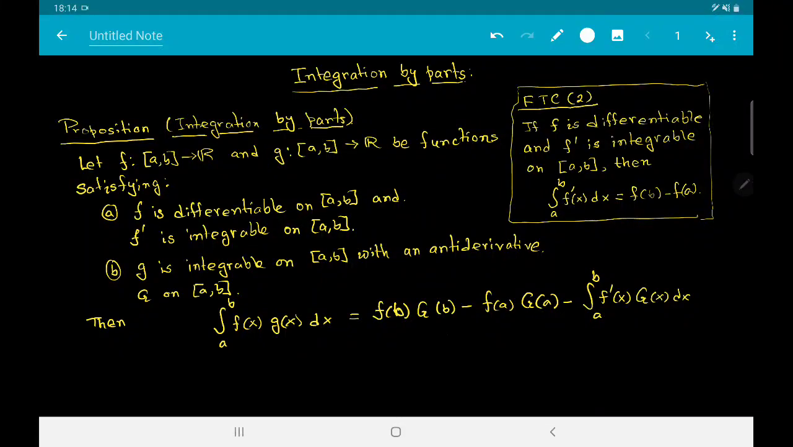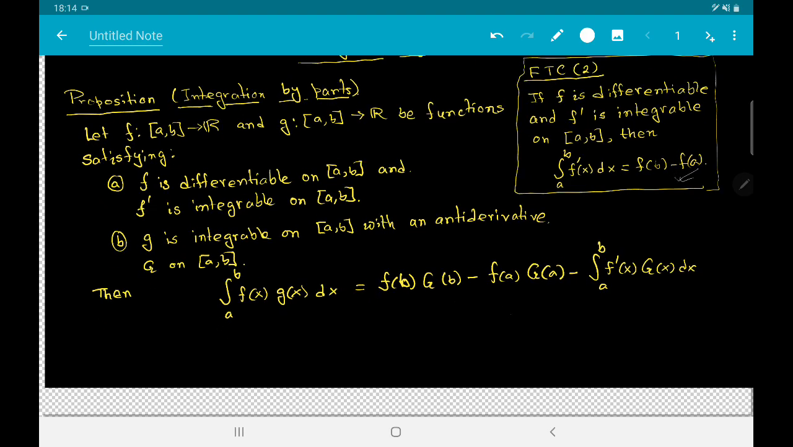In this lecture, we are going to talk about integration by parts. This is a way of computing integrals of product of two integrable functions. We will derive this integration by parts as a consequence of the fundamental theorem of calculus part 2, which I have kept here in this lecture for easy reference.